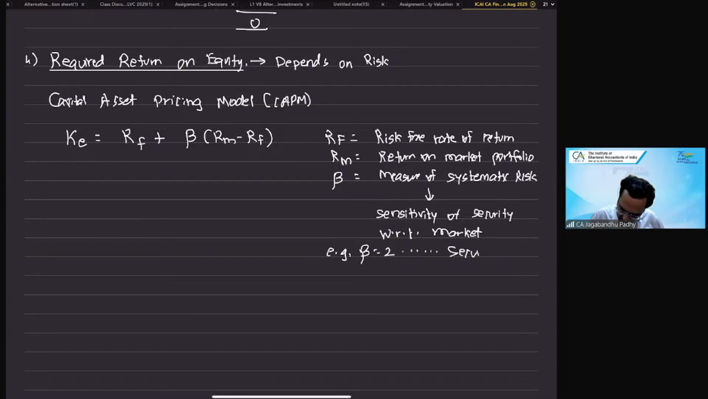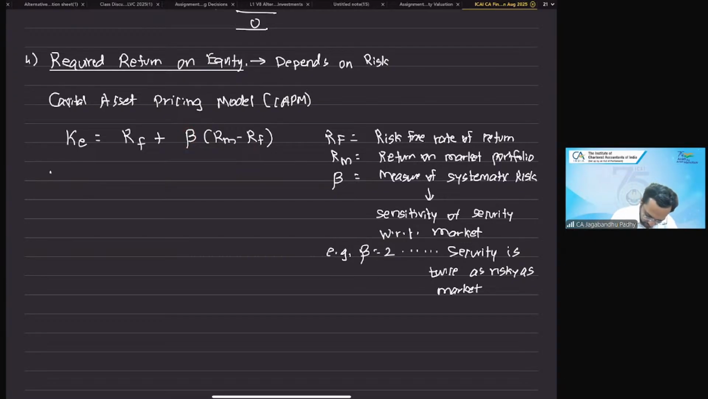It simply means that the security is twice as risky as the market. So whatever is the risk in the market, the security has double of that. So obviously, if the security has double the risk of the market, then whatever extra return you get in the market, it should be double of that.